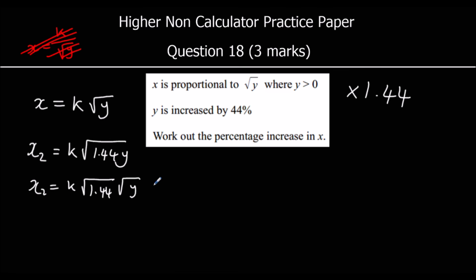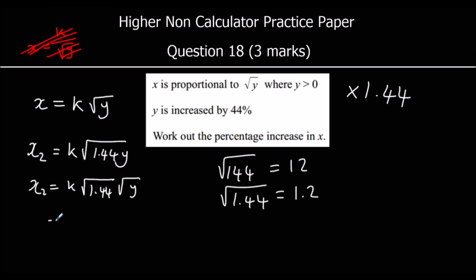Square root 1.44. So the square root of 144 is 12. So that means the square root of 1.44 is 1.2. So I've got 1.2 k root y. Now k root y was my original x. So I can say my new x is 1.2 times my original x.